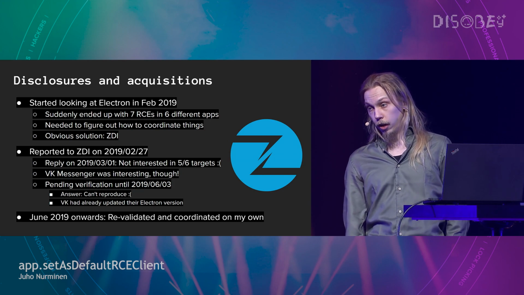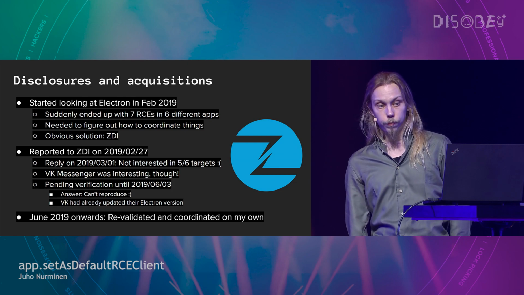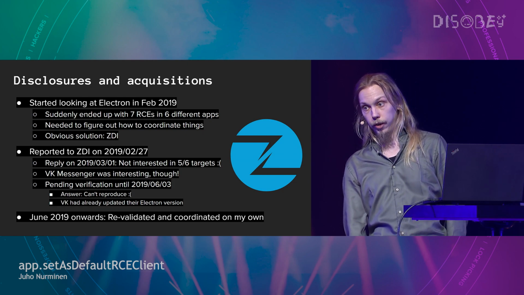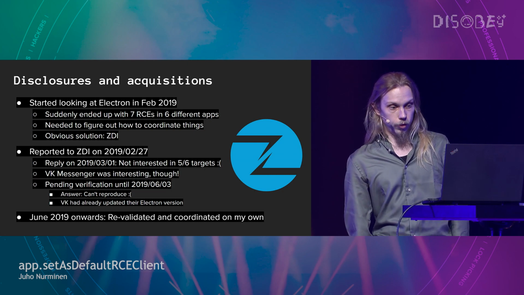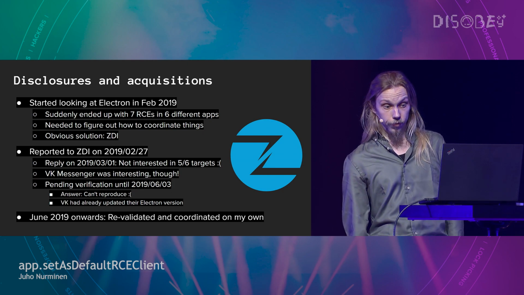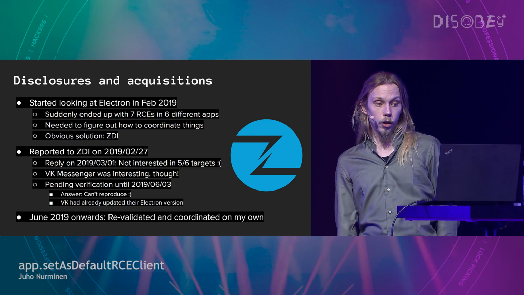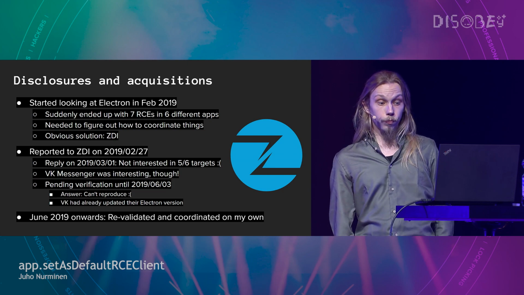Without even looking at the vulnerabilities or exploits, ZDI had determined that 5 out of the 6 apps were simply not interesting to them. They wouldn't buy anything related to those apps. But they didn't say anything about VK Messenger, presumably because that was still interesting enough. So the initial response was super quick.